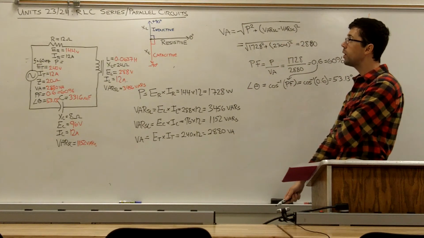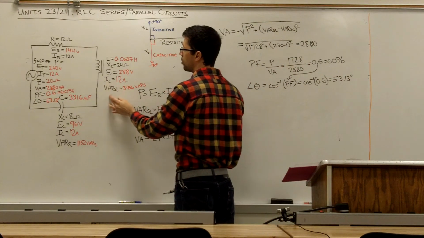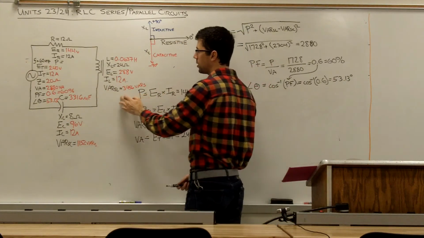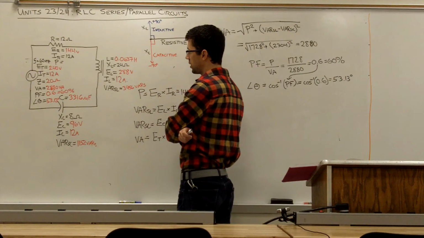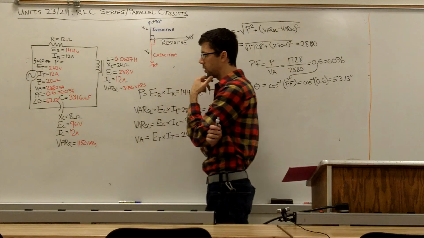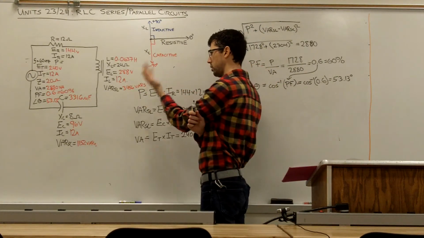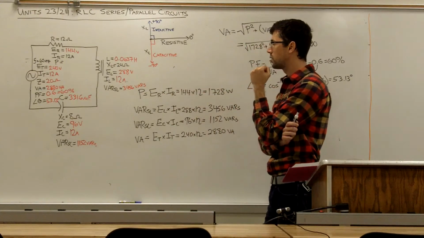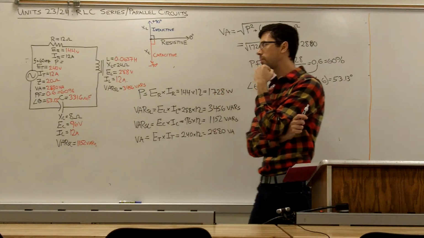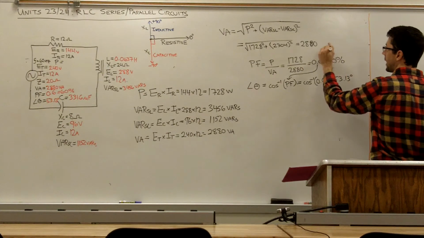The easy way to figure this out is to look at the reactive power value between your inductor and your capacitor. The reactive power for our inductor is 3,456 vars. The reactive power of our capacitor is 1,152 vars. Which of these two has the higher value? It is, of course, the inductor. And so we would say the circuit is more inductive than it is capacitive, so the power factor would be lagging.